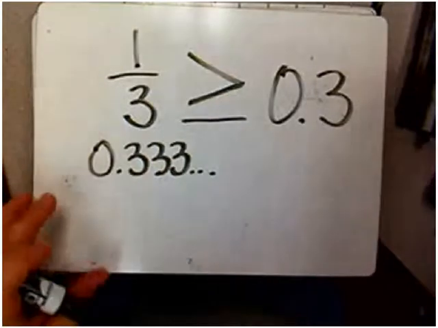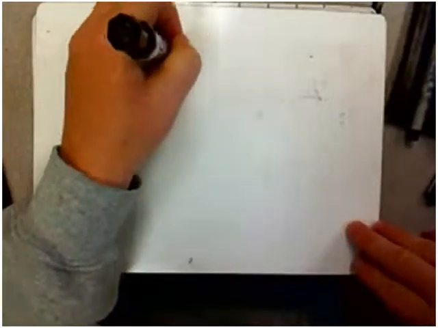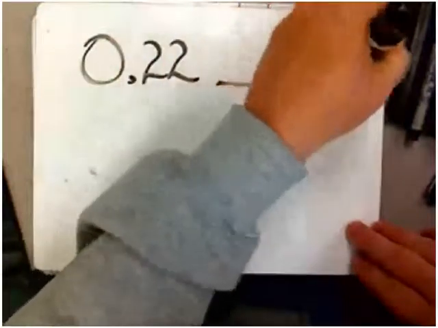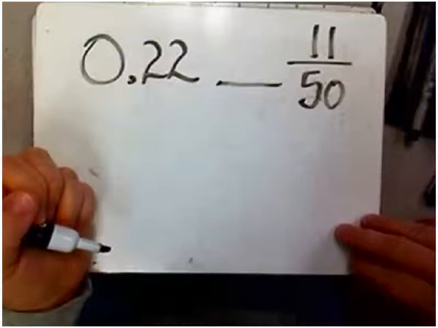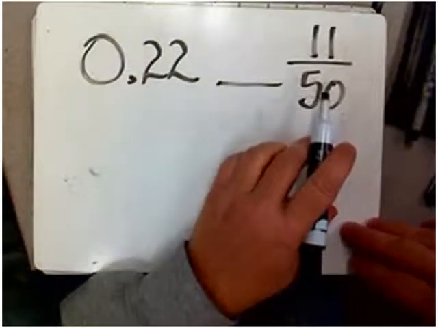Yep. All right. So now the next practice would be little letter E, 0.22 compared to 11/50. So notice they put the fraction on the right. Doesn't matter, does it? We just have to figure out what our fraction decimal equivalent is.